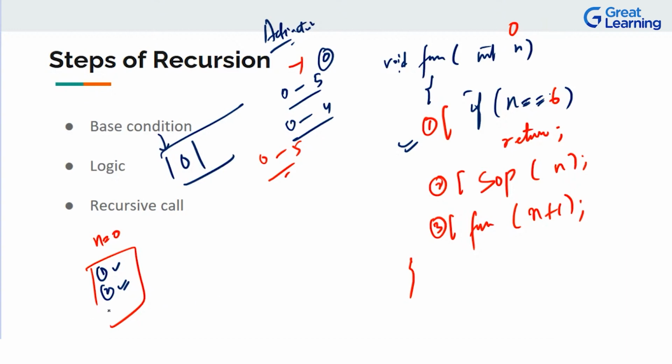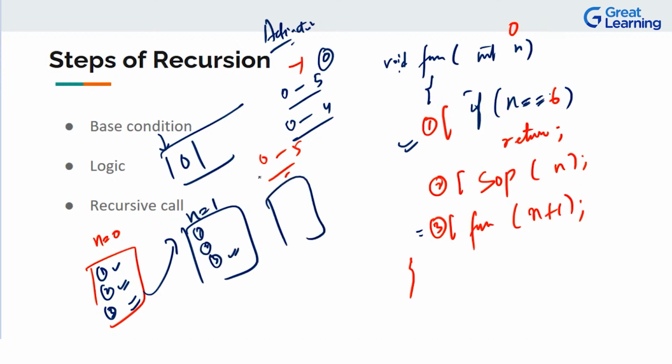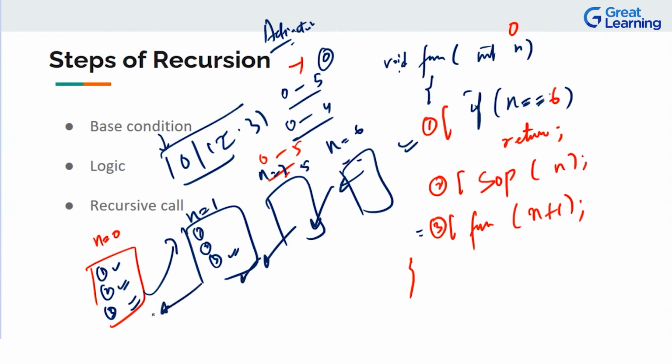Then the function is calling itself. Now this third step will be executed and the function will be called at n equal to 1. The same thing happens: steps 1, 2, and 3 will be executed. It will be called for n equal to 2, and so on. But once you are at n equal to 6, at that time it will return and go back to n equal to 5, then n equal to 4, then 3, then 1, and then finally n equal to 0, and then to the main function that called this function.